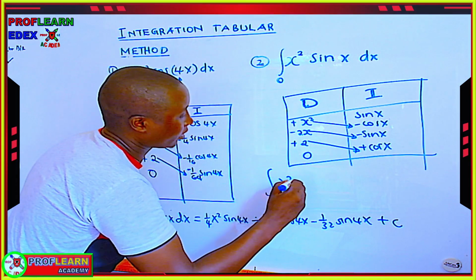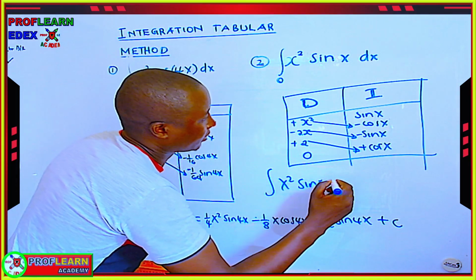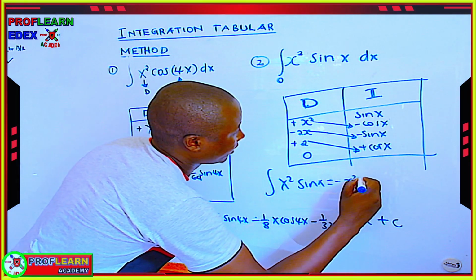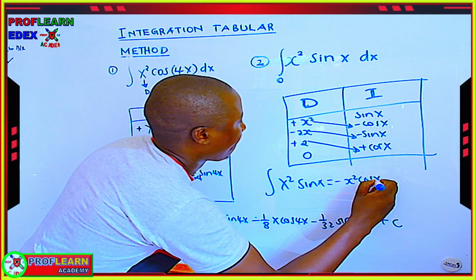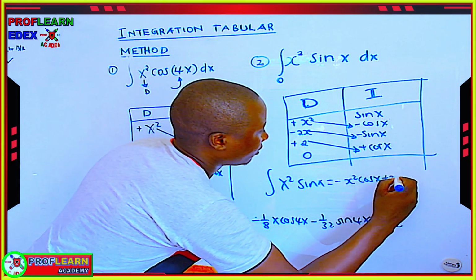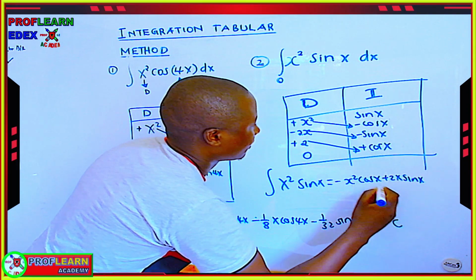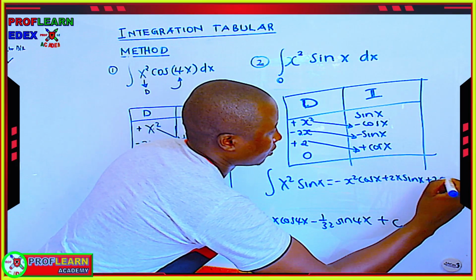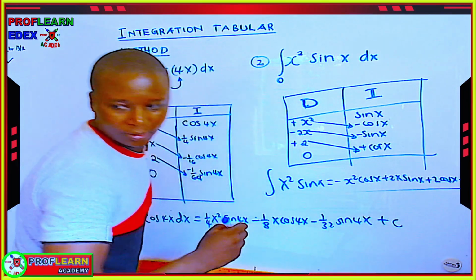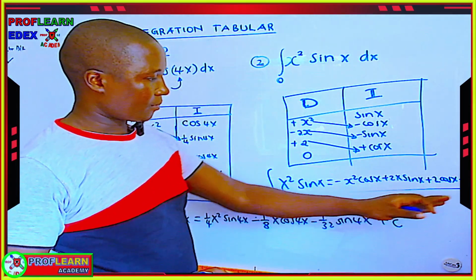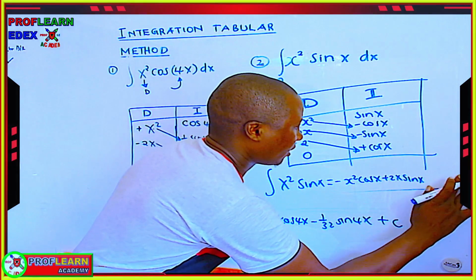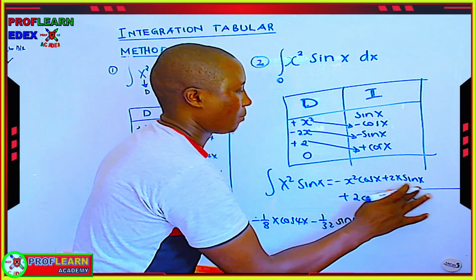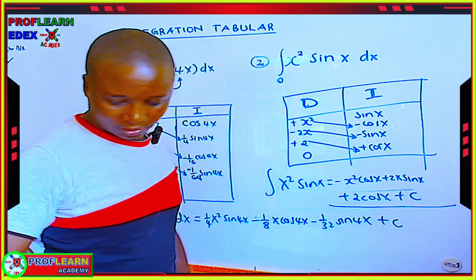So the integral of x squared sine of x is the same as negative x squared cos x. This will be positive 2x sine x, then plus 2 cos x, then plus c. Let me just write it down here. Plus 2 cos x, then finally plus c, and that becomes the answer, this one.